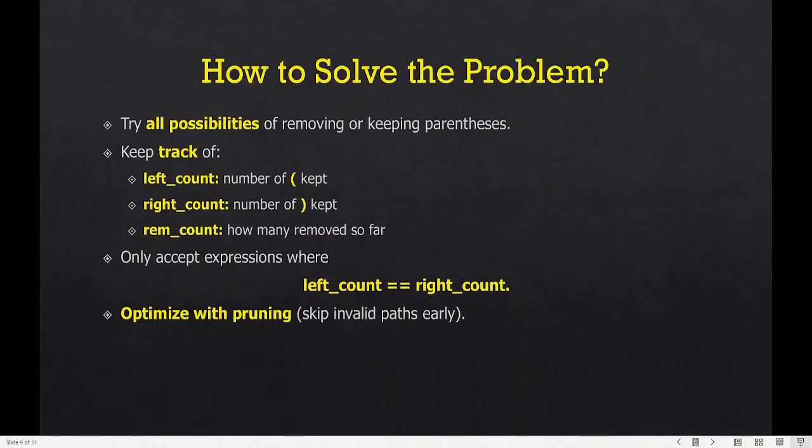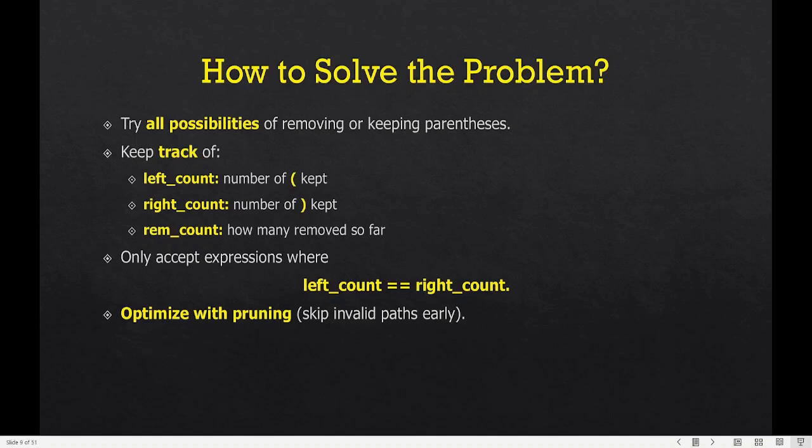We have to try all the possibilities of removing or keeping a parenthesis. Since this is a DFS approach or the backtracking approach here, we are going to try or explore all the possibilities. Now here, the invalid expression can either contain an open parenthesis, a close parenthesis, or a letter. That could be any letter from the alphabet.